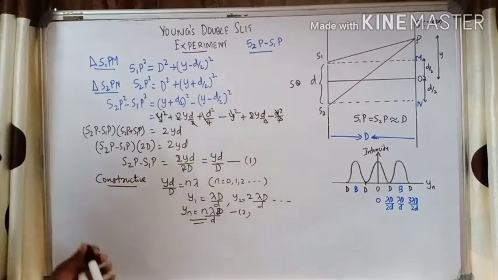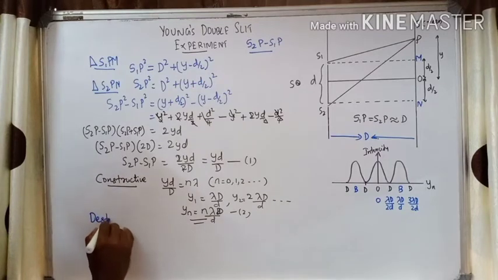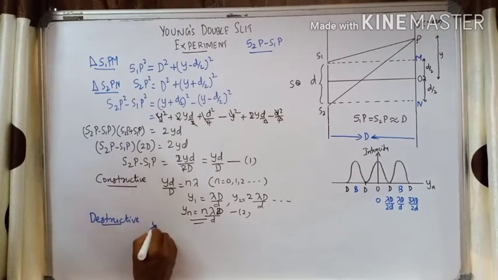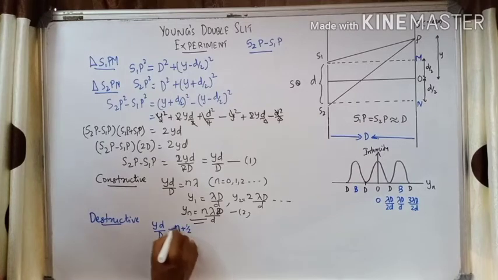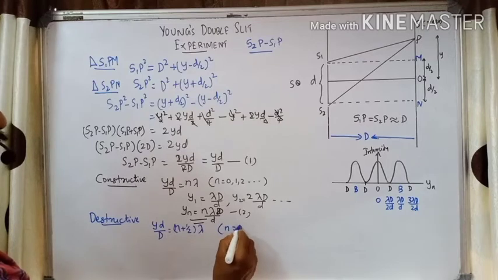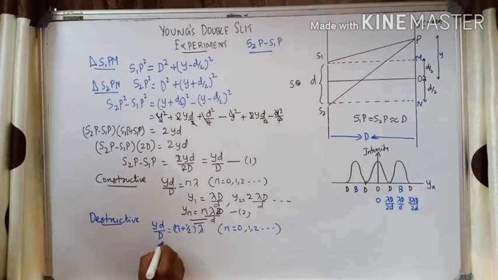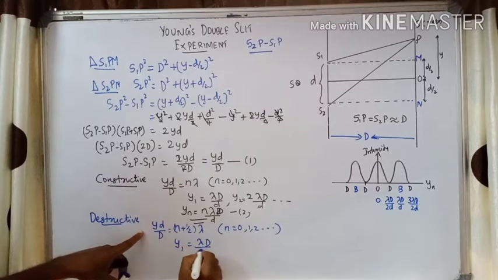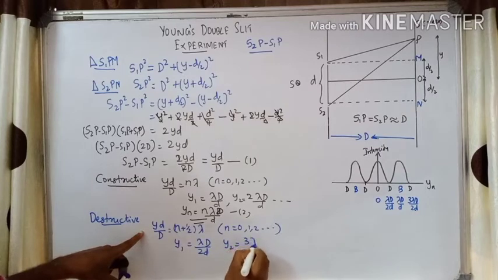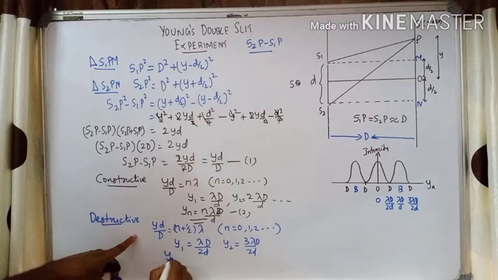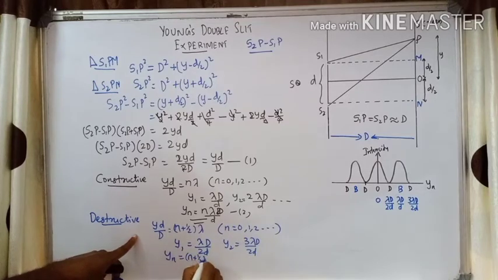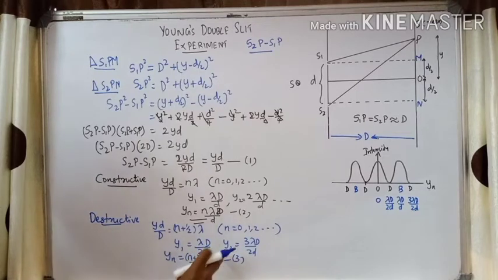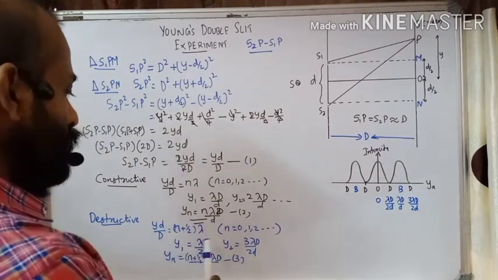Now we will see destructive interference. For destructive, we have the condition that we have seen in previous classes. The path difference yd by D should be equal to (n plus 1 by 2) lambda, where n can take values like 0, 1, 2, etc. When n is equal to 0, y1 is equal to lambda D by 2d. When n is equal to 1, we have 3 lambda D by 2d. So generally, the equation is yn is equal to (n plus 1 by 2) lambda D by small d. This is equation number 3, the general equation for destructive interference.